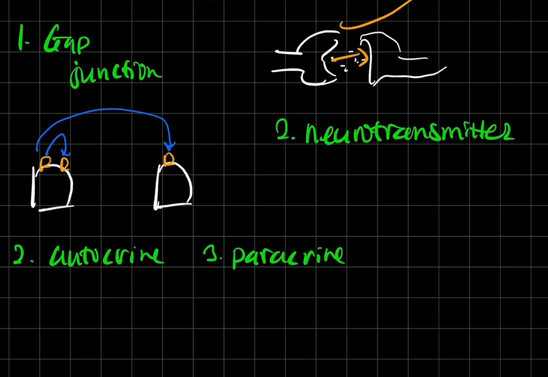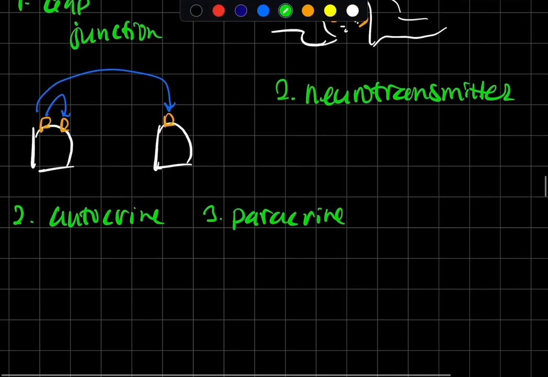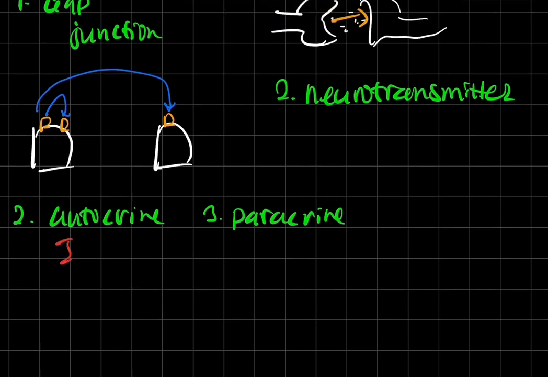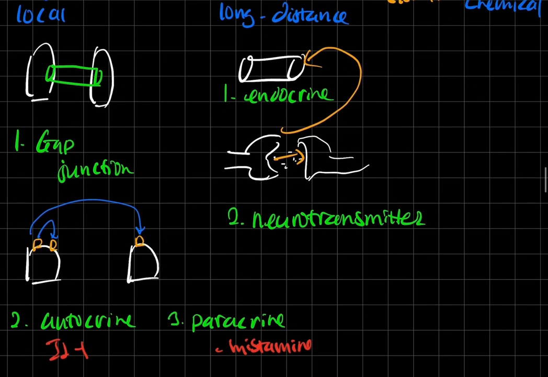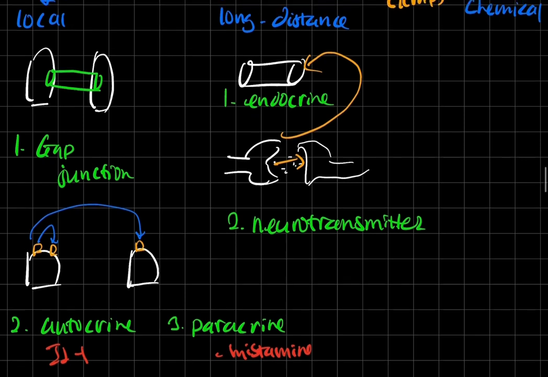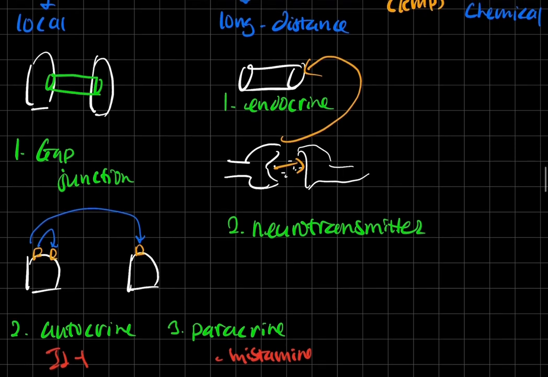And one example of autocrine would be interleukin 1, which is produced by macrophage and monocyte. And for paracrine would be histamine, for example. And for long distance, we have endocrine and neurotransmitter. Neurotransmitter doesn't just act in the synaptic cleft, it can also act elsewhere. So in this case, we call them neurohormone.